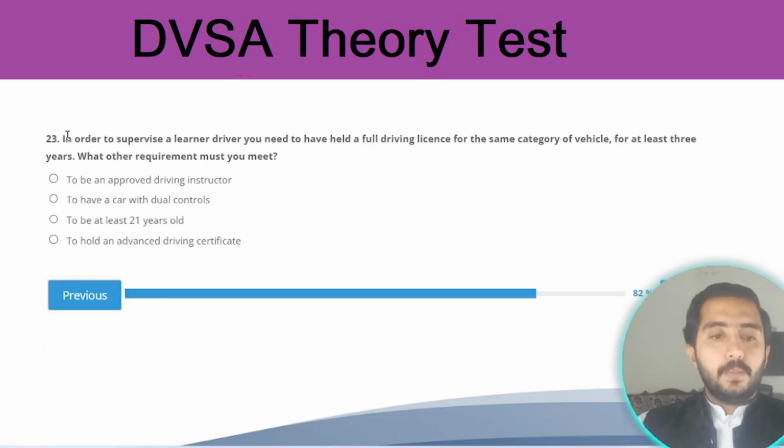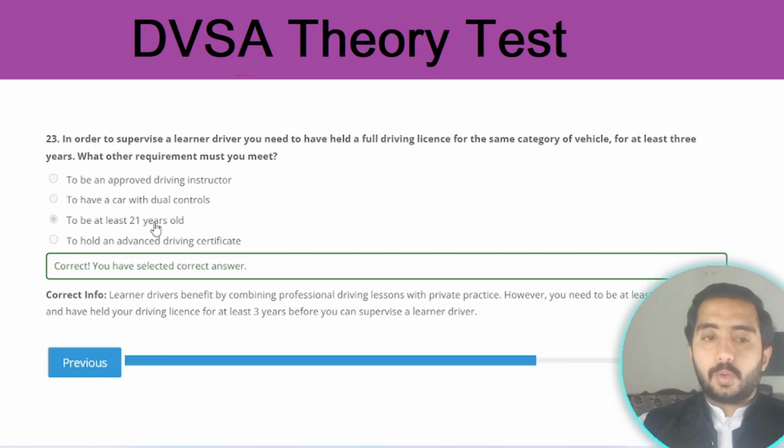Question 23. In order to supervise a learner driver, you need to have held a full driving license for the same category of vehicle for at least 3 years. What other requirements must you meet? The other requirement is to be at least 21 years old. Otherwise, the supervising license will not be issued. Option C is the correct one.